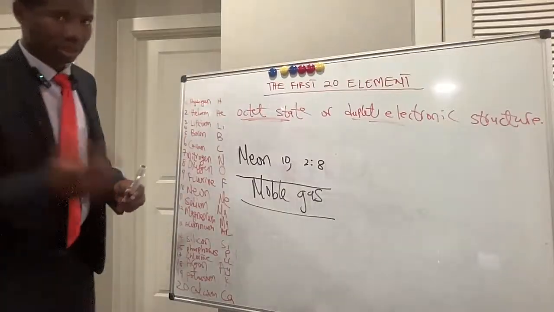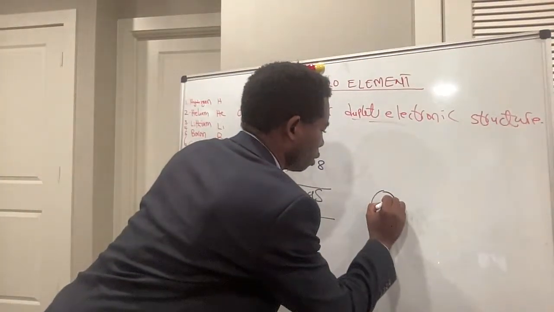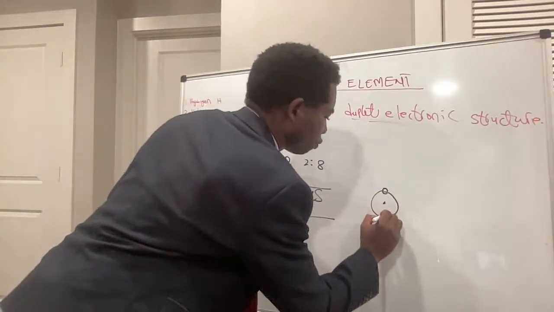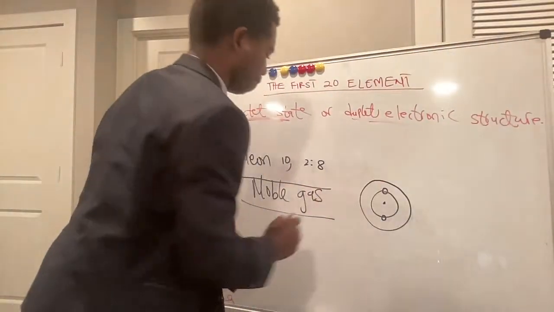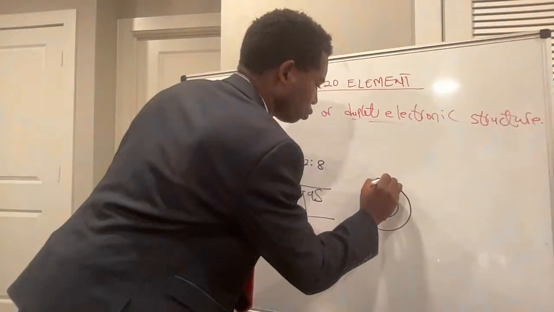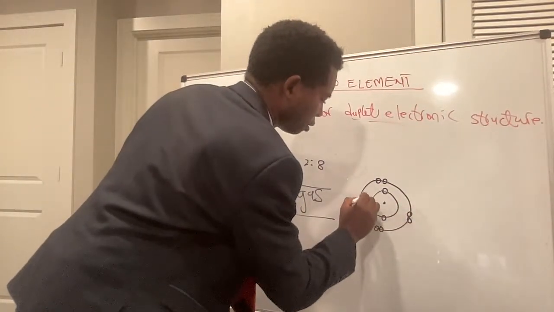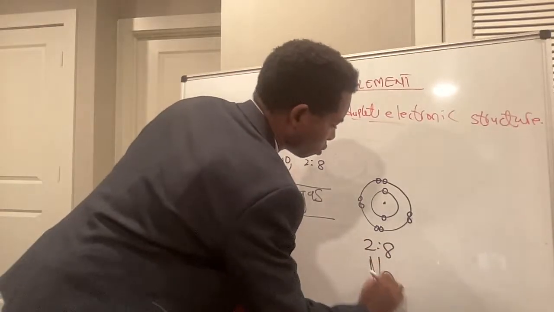So now let's draw the diagrammatic representation. This is the nucleus of neon. The first shell takes a maximum of 2. The second shell takes a maximum of 8, and it has 8: 1, 2, 3, 4, 5, 6, 7, 8. So the configuration is 2.8 for neon.